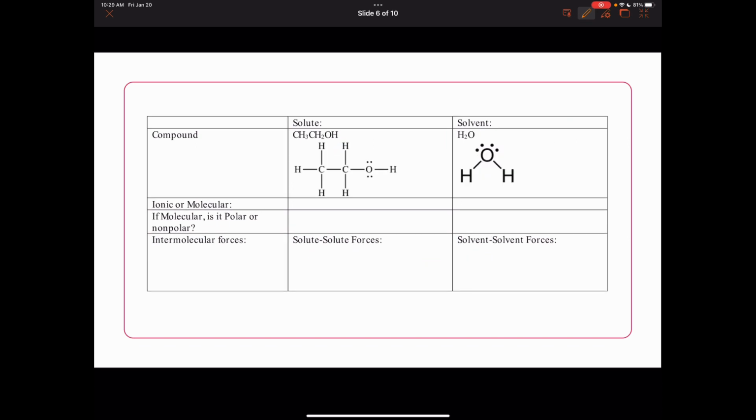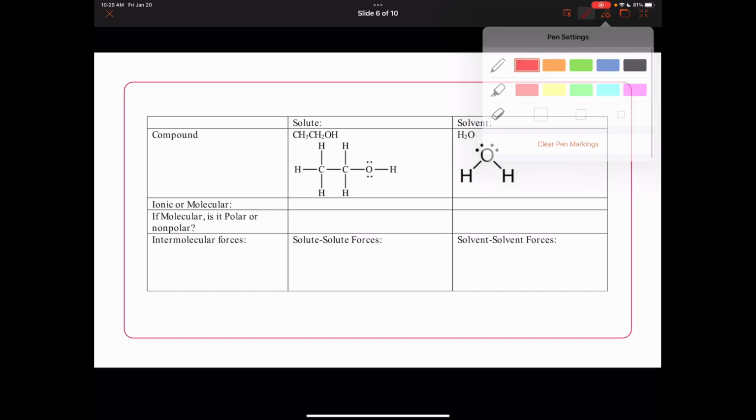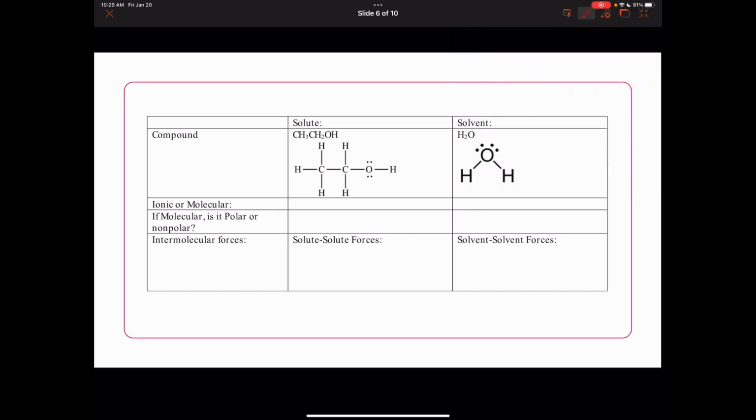Now our next one, we're looking at CH3CH2OH. So again, remembering back from our previous chapter, I have an organic compound here, got an OH, we're looking at an alcohol here, being dissolved in water. Again, both of these compounds contain only nonmetals, so they are both molecular.